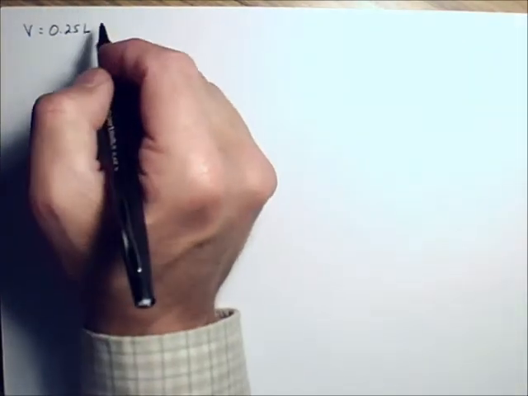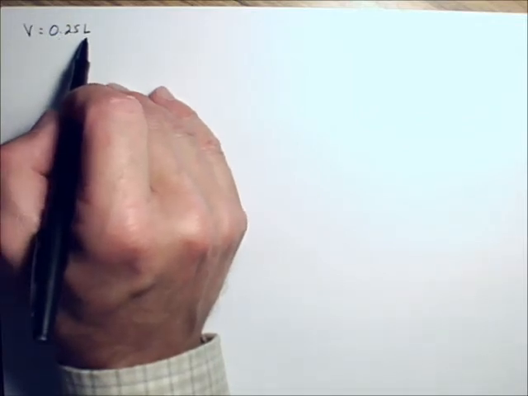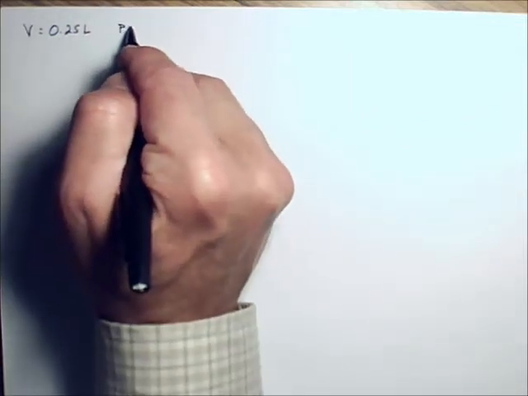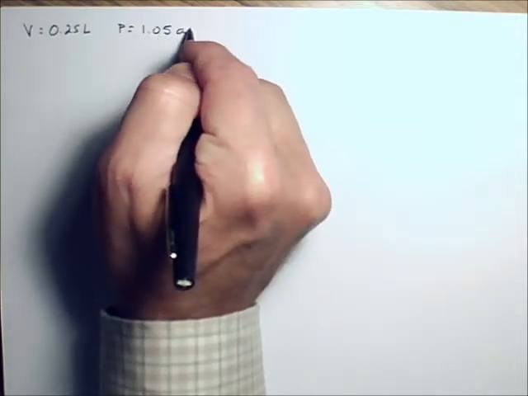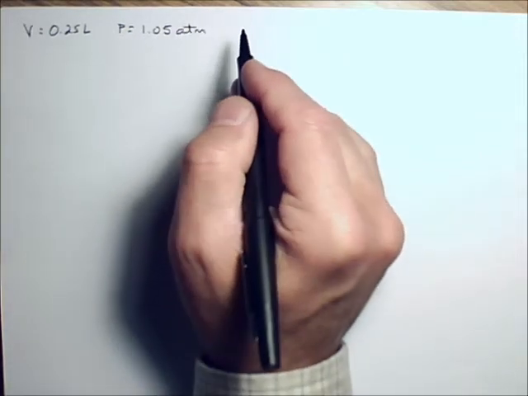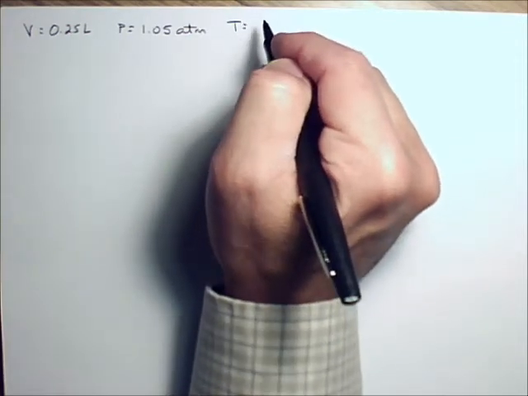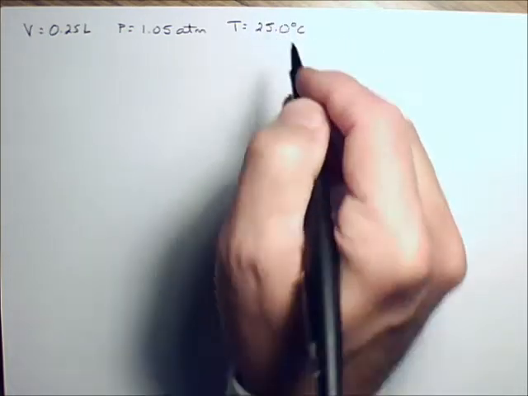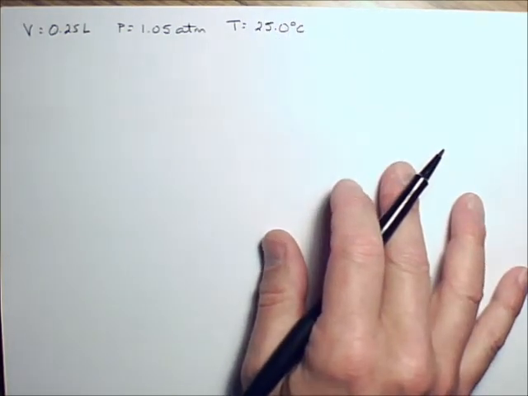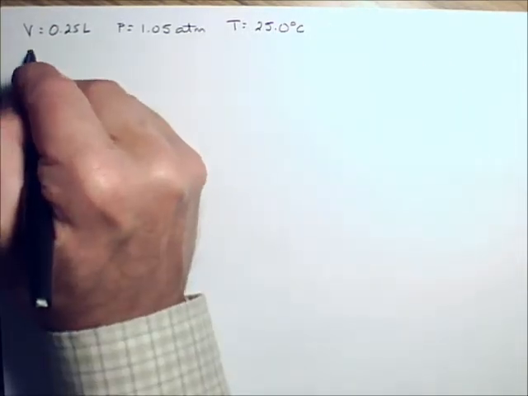All right, so we've got a volume of 0.25 liters, a pressure of 1.05 atmospheres, and a temperature of 25.0 degrees C. And it asks what amount of gas does he have.